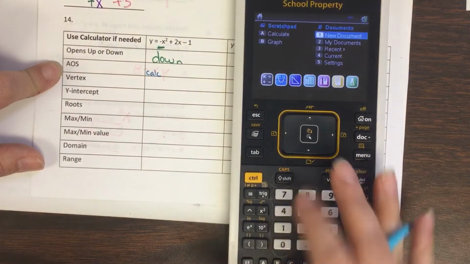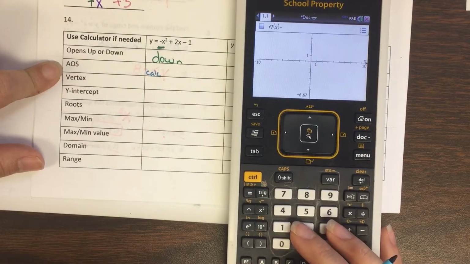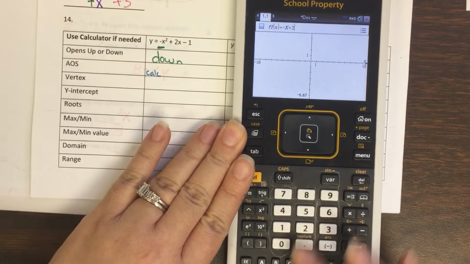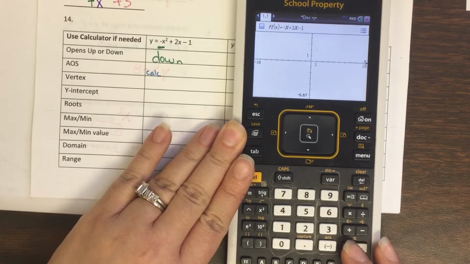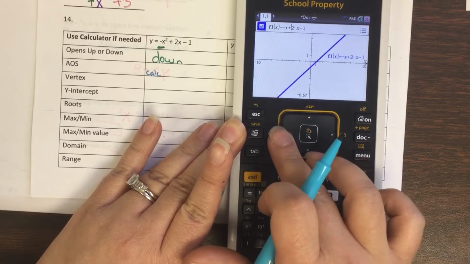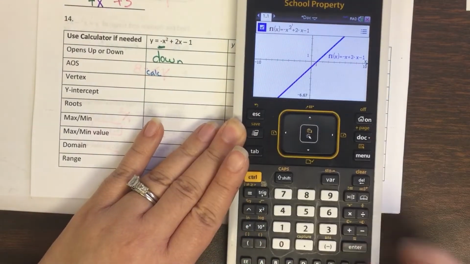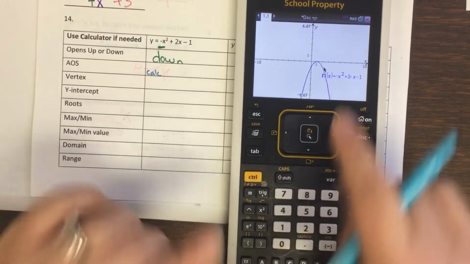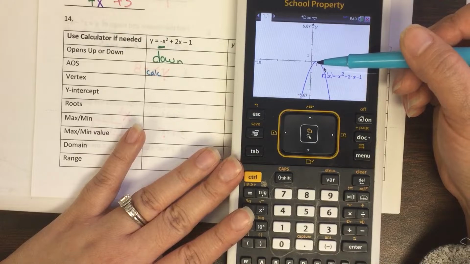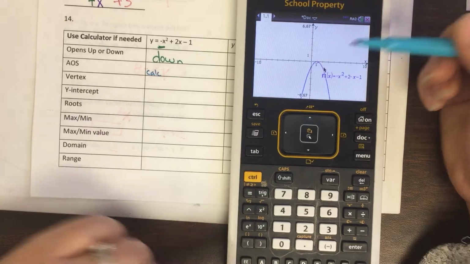And if I get my axis of symmetry, if I have it typed in, I can get the rest of these characteristics fairly quickly. Oops, I typed it in wrong. I forgot my exponent. So I have negative x squared plus 2x minus 1. Okay, we're good to go now. So here I can see my vertex is right on the x-axis. So I have an axis of symmetry of x equals 1.